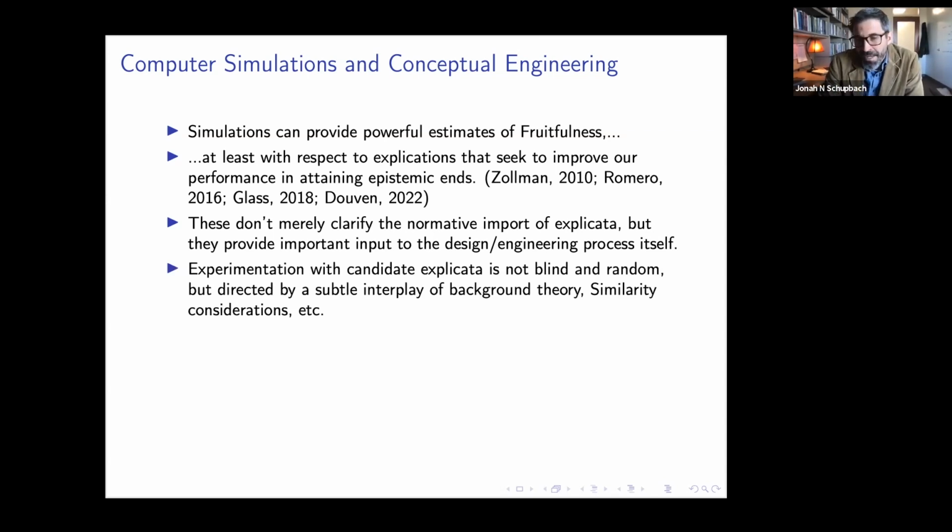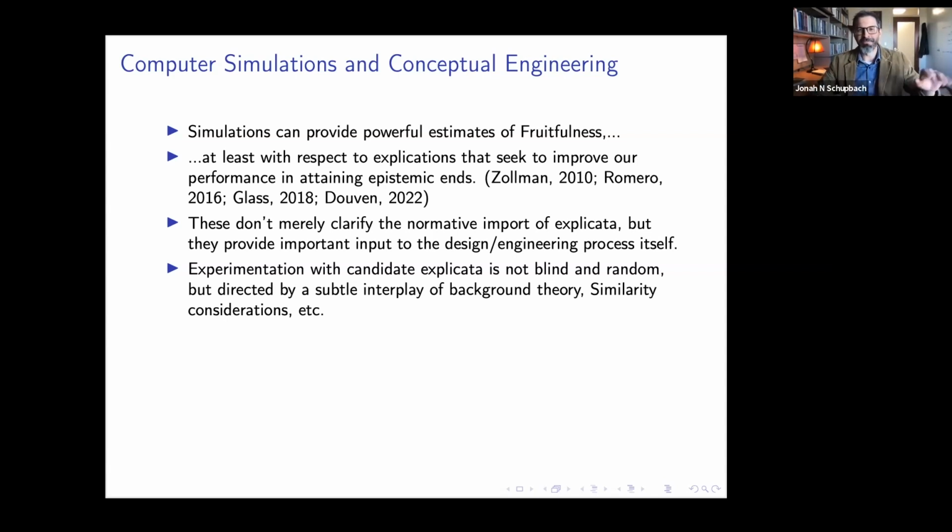So this experimentation with candidate explicata is not blind and random, but directed by a subtle interplay of background theories, similarity considerations, et cetera. This is where I showed on that slide where I talked about goodness of fit, or evidential fit, versus informational simplicity, and how both are truth tropic, truth conducive. Both these considerations are important to hitting the truth.